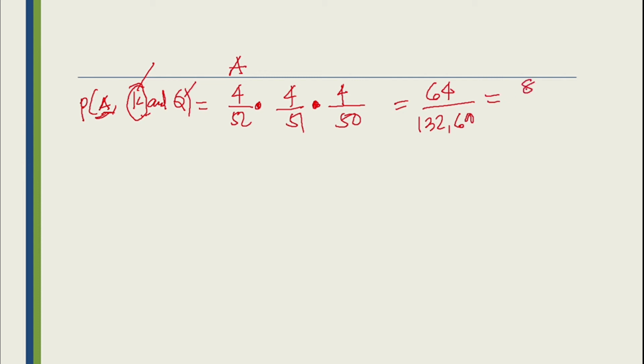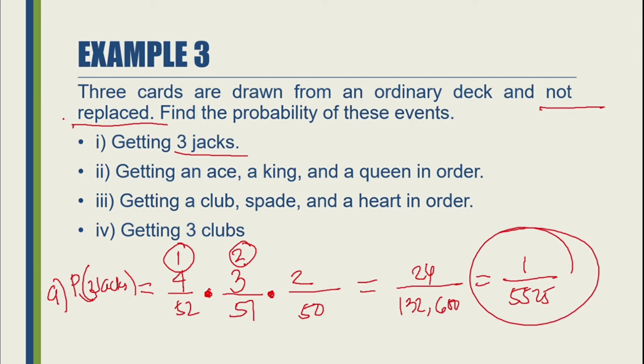or we have here 8 over 16,575. Again, in ace, 4 over 52, since we did not replace it here, the king will not be affected, but the sample space will, since we did not return one of the aces, so we have here 4 over 51. And since we did not return one of the kings, the sample space will be affected, but the event queen will not be affected. It does not affect the queen when we draw a king, since these are separate face cards. Okay, so that's the example. This is number 2, getting an ace, king, and queen in order.